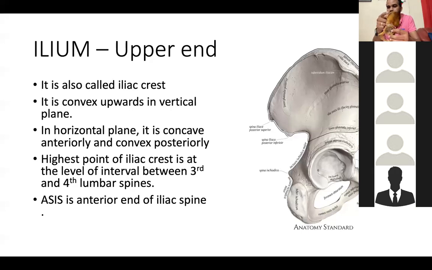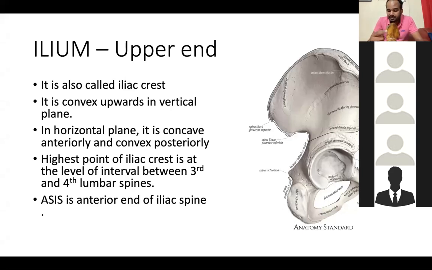This is the anterior end of the iliac crest. The anterior end of the iliac crest is called the anterior superior iliac spine, which is subcutaneous. You can feel it if you place your finger in the groin region. This is the anterior superior iliac spine.